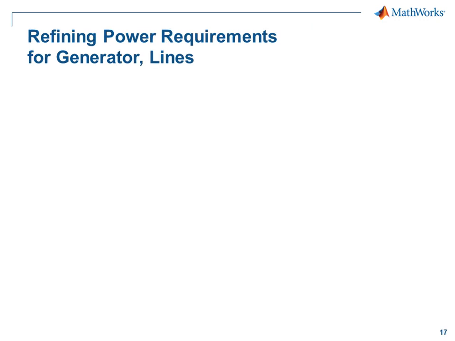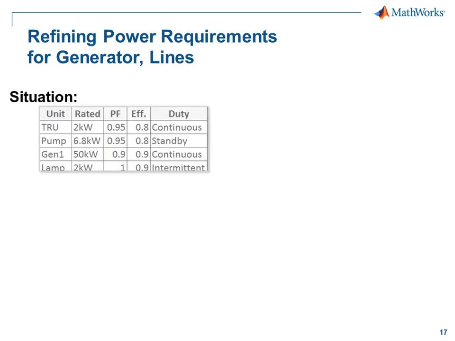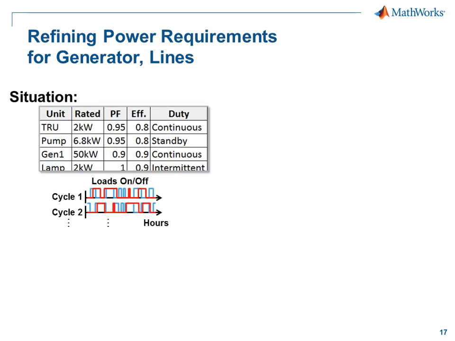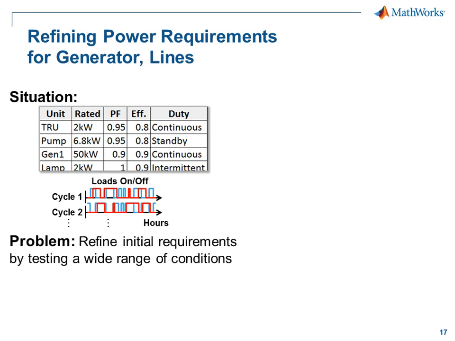In this demonstration, we're going to see how we can use simulation to refine power requirements for generators and lines. We have an initial set of requirements, including the rated power and power factor for components in our network. We also have a range of conditions this network can expect to encounter. We want to refine this initial set of requirements by testing the network under a wide range of conditions.